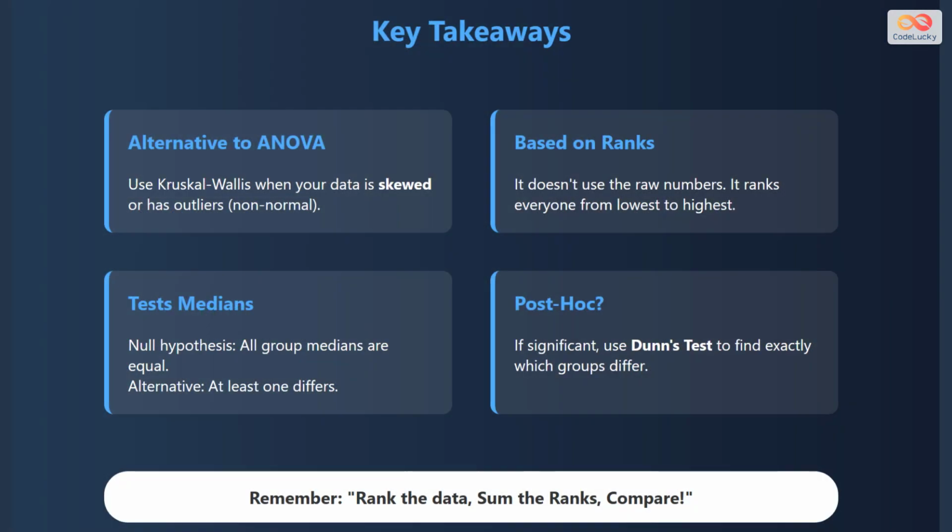To summarize, use Kruskal-Wallis when your data is skewed or has outliers. It works by ranking the data from lowest to highest. It tests if the medians are different. And finally, if you do find a significant difference, you would run a post hoc test, like Dunn's test, to figure out exactly which specific groups are different.